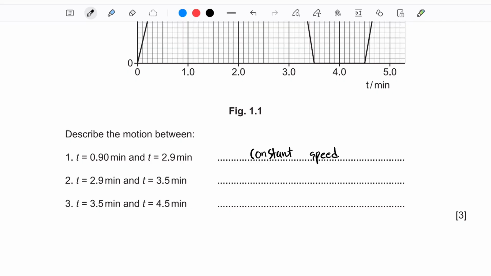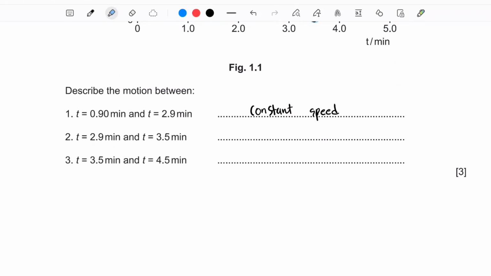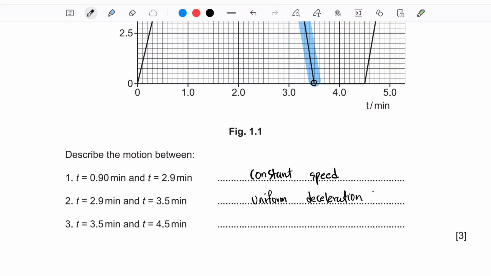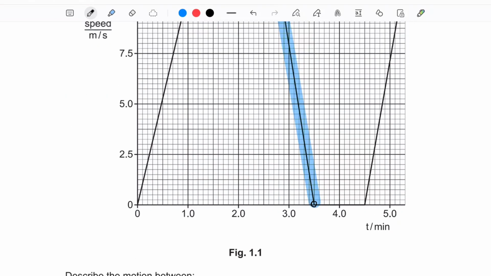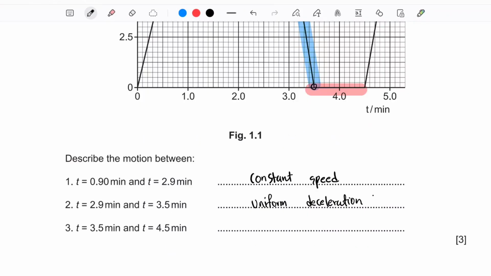So 2.9 minutes to 3.5 minutes. As you can see, the speed is decreasing, and the speed is decreasing uniformly. The gradient is the same. So it's going to be uniform deceleration. From 3.5 minutes to 4.5 minutes, you can see that the speed is 0. So the bus is stationary.